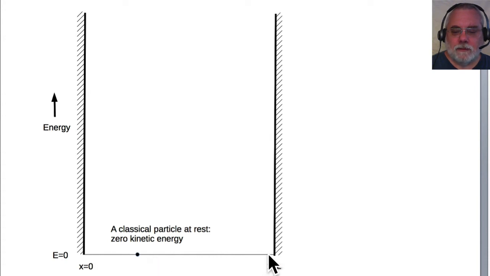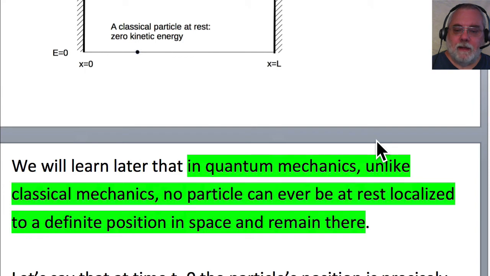This horizontal line is zero energy. The only energy here is kinetic energy, and so if a particle has zero energy, it has zero kinetic energy. Here I'm showing a particle with zero kinetic energy. It's at some position x, and it has no kinetic energy, no velocity. There's nothing to accelerate it, so it will stay there forever. So that's a classical particle at rest. We will learn later that in quantum mechanics, unlike classical mechanics, no particle can ever be at rest, localized to a definite position in space, and remain there.